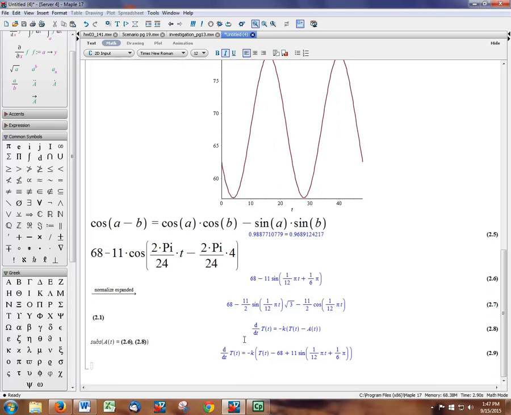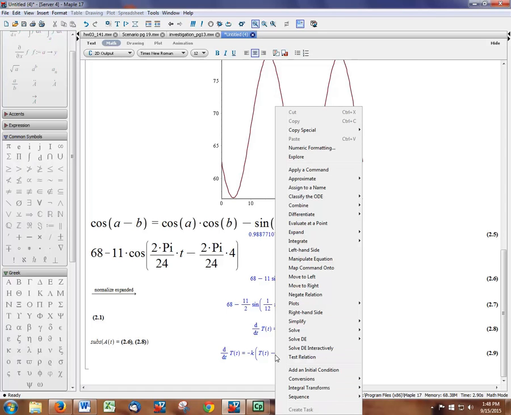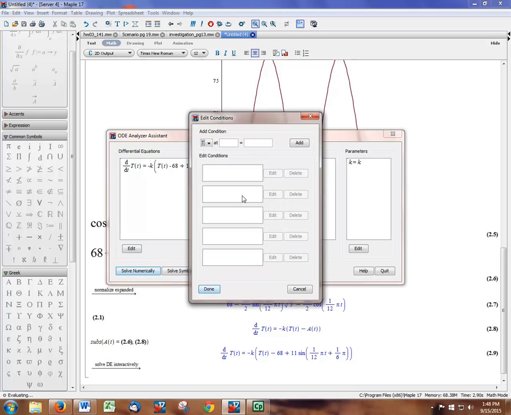Well, if you look at that, that is no longer a separable differential equation, but it is one we can use the integrating factor for. You can multiply through by the k and bring out the t, and then you can solve that using the integrating factor, which makes it kind of challenging. So we can also solve it using DE interactively. Let's make the temperature at 0 equal to T0, and we'll add that, and we're done.